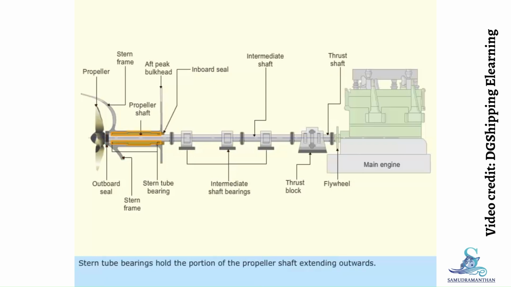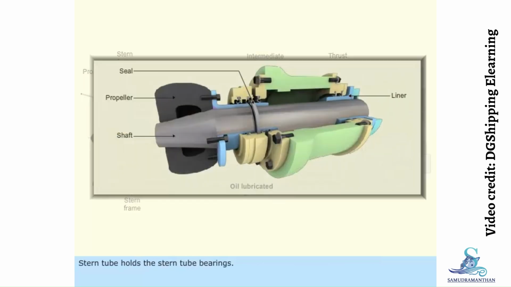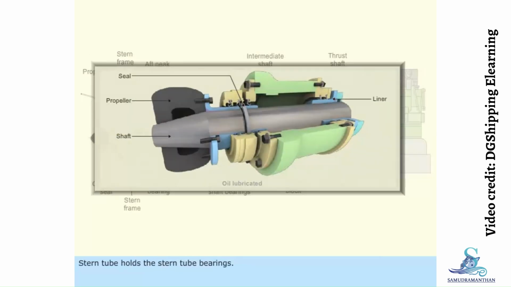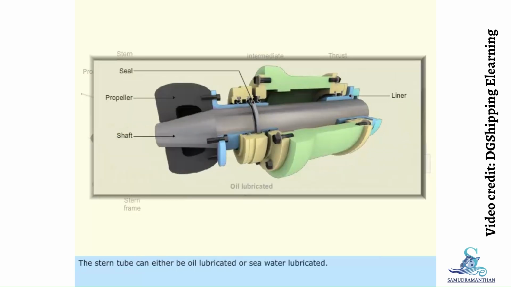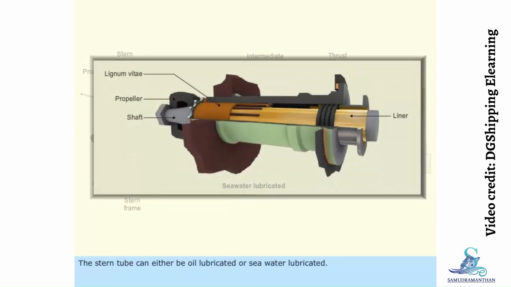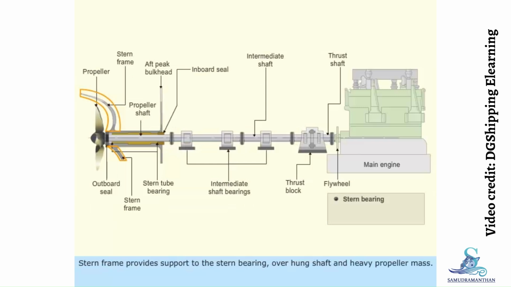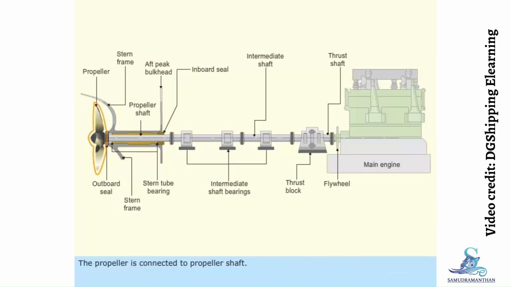Stern tube bearings hold the portion of the propeller shaft extending outwards. Stern tube holds the stern tube bearings. The stern tube can either be oil lubricated or seawater lubricated. Stern frame provides support to the stern bearing, overhung shaft, and heavy propeller mass. The propeller is connected to propeller shaft.